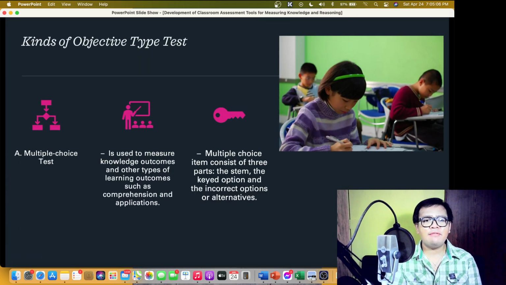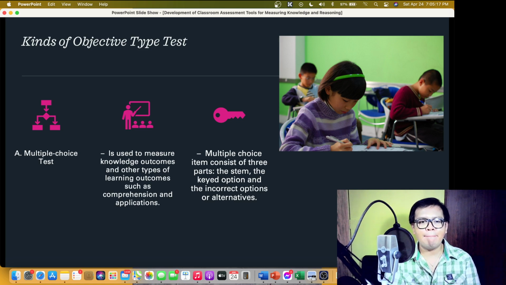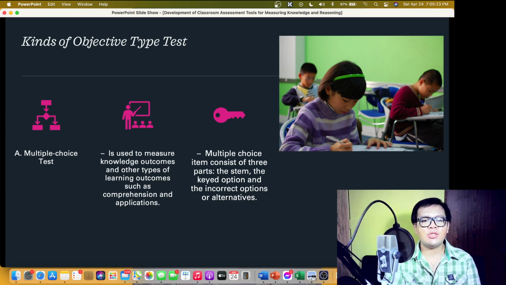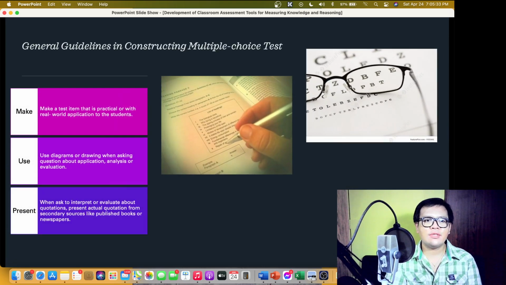Among the kinds of objective type tests, we also have multiple choice. Usually, multiple choice is the common exam. Board exams are actually administered through this type of test, which is multiple choice. It is used to measure knowledge outcomes and other types of learning outcomes such as comprehension and application. Also, a multiple choice item consists of three parts: the stem, the key option, which is the correct option, and the alternatives.